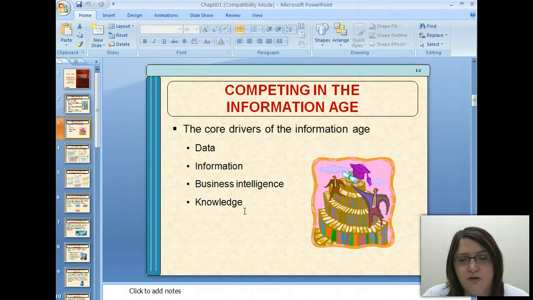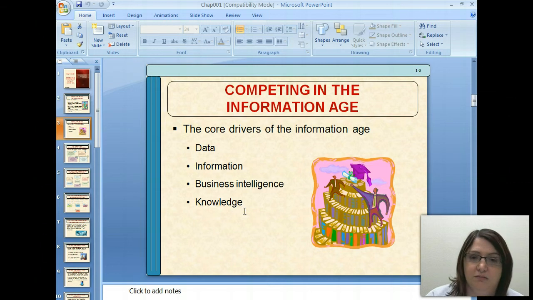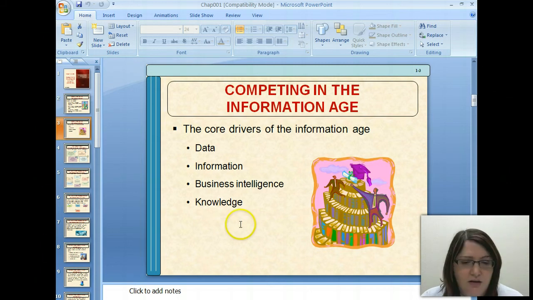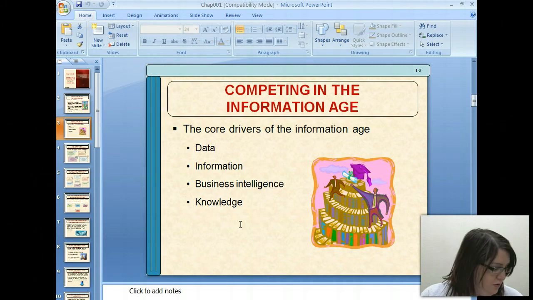All right, so the core drivers of the information age, you know, things are changing. Now you have computers that can do 10 times what computers 10 years ago did. So with that, information is changing. It's not just the way it used to be. You would take a spreadsheet and you would spend hours analyzing it. You still learn how to do that to get the basis, but now you can use software to analyze a lot more data.